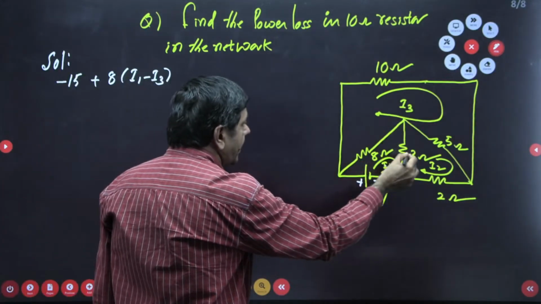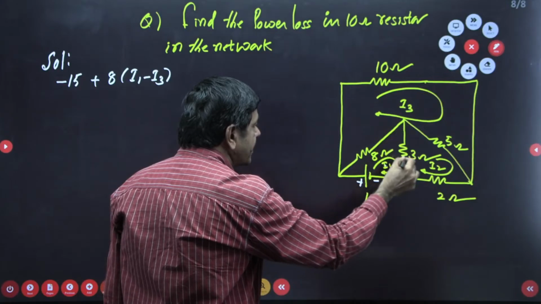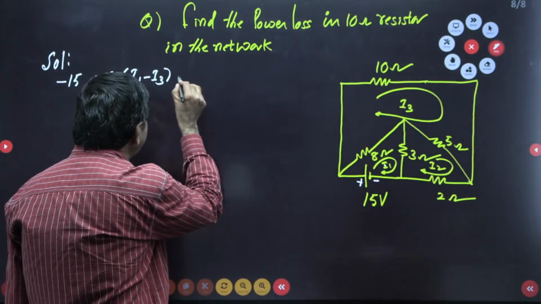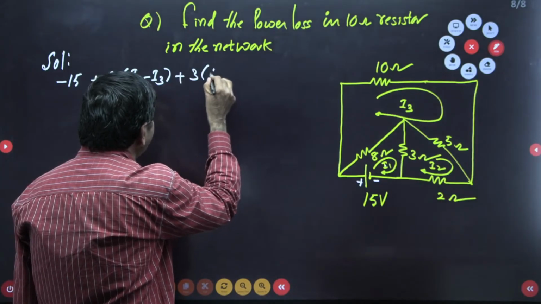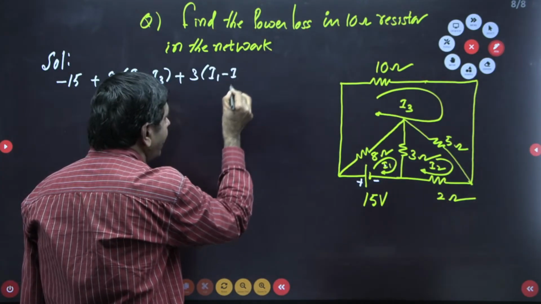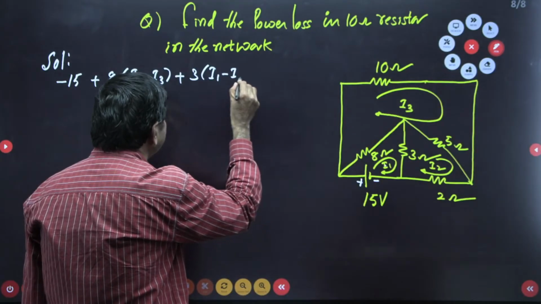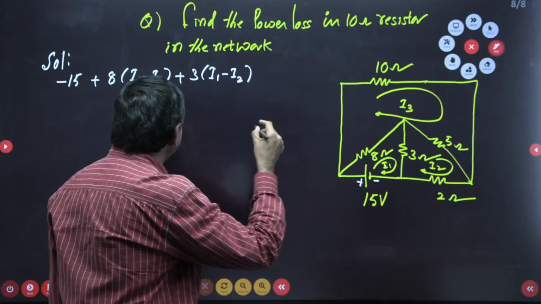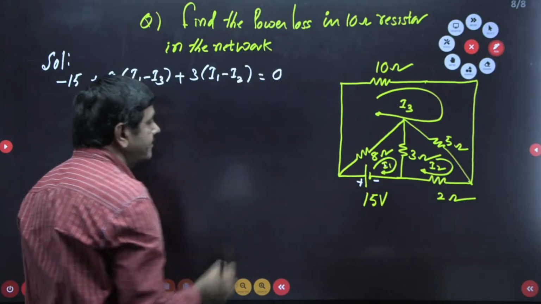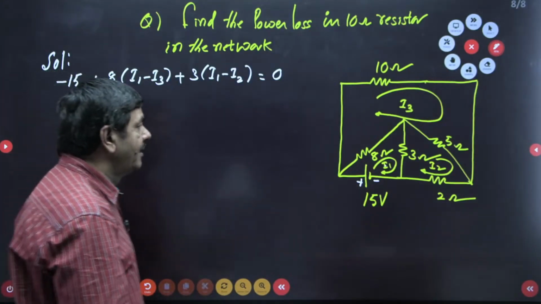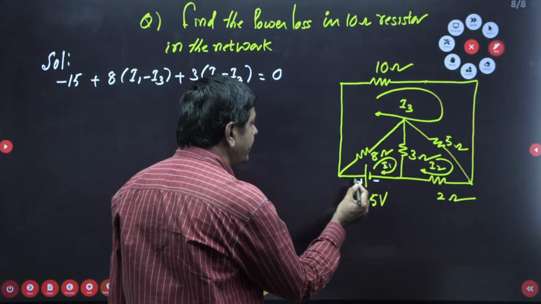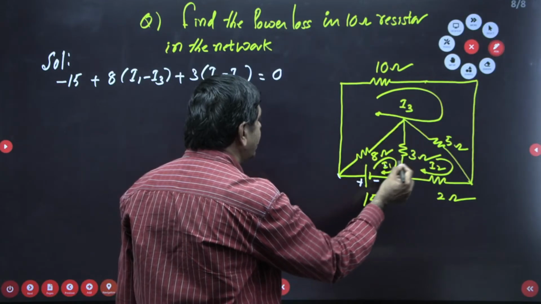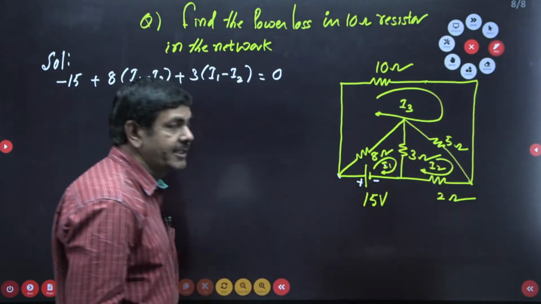When you go this side, 3 into what current is passing across 3 ohms? I1 minus I2. So plus 3 into I1 minus I2 I can note down here. These are the elements that equal 0. Catch my point: I started from here, minus 15 equal to 8 into I1 minus I3 plus 3 into I1 minus I2 equal to 0.